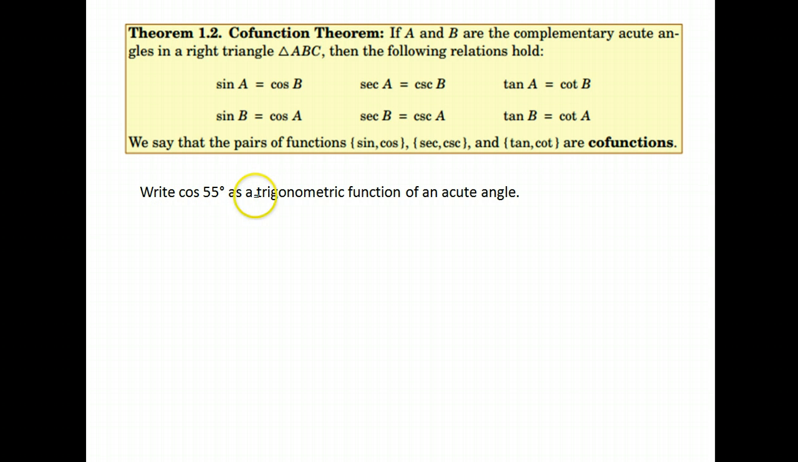Write the cosine of 55 as a trigonometric function of an acute angle. Well, what's the cofunction for cosine? What's paired with cosine? Sine is. So we know it's going to be the sine of something. What angle would it be? The sine of what angle? Well, remember they have to be complementary, so they have to add to be 90. So I just take my 90, subtract the 55 to find out what's left for my other angle. And I get 35 degrees. So the cosine of 55 is the same as the sine of 35. And you can check that on your calculator and just make sure, but it is the case.